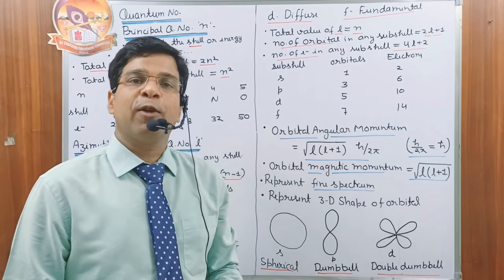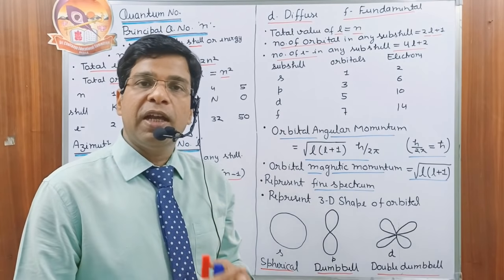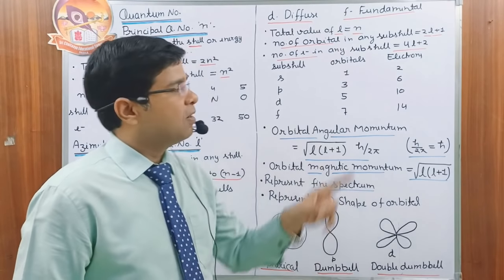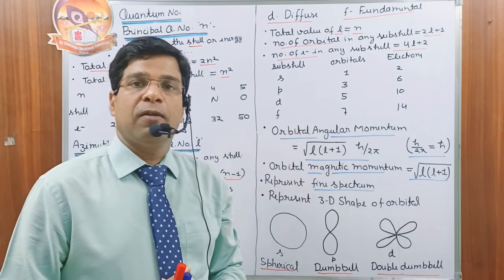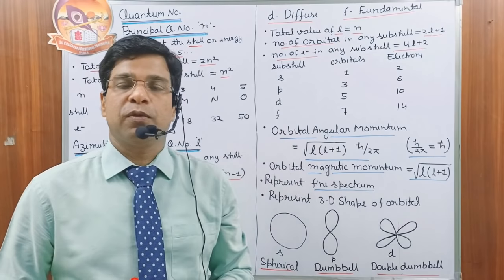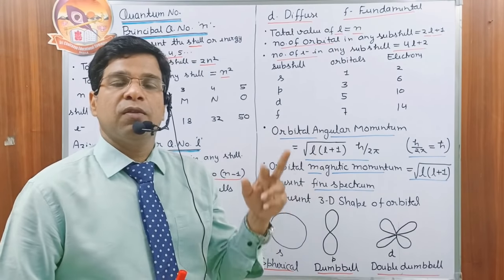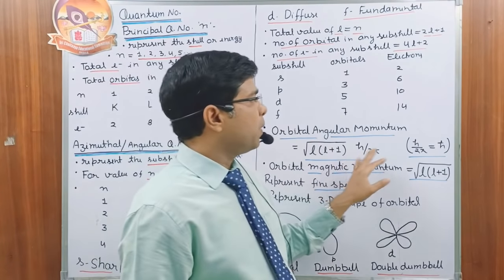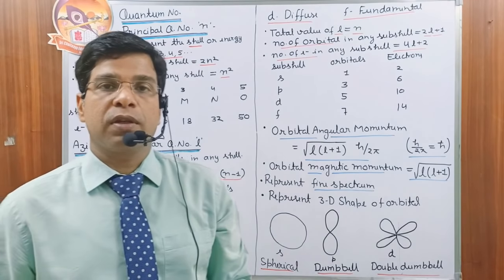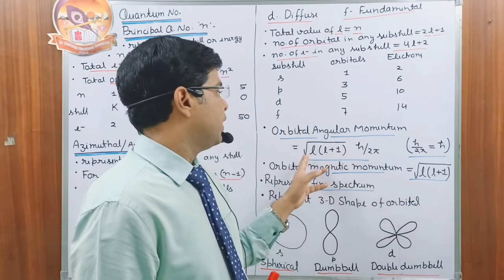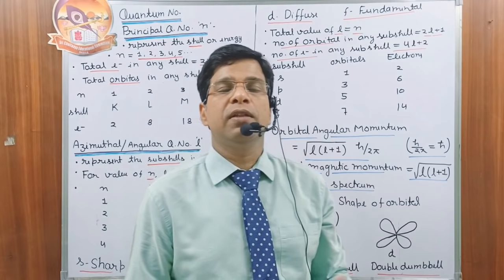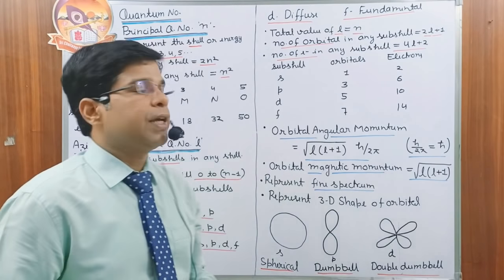The orbital angular momentum has a formula: square root of l into l plus 1, times h upon 2 pi, where this small l is the value of the azimuthal quantum number. Suppose for the s orbital, what do we put here? 0. For the p orbital, 1. For the d orbital 2, and for the f orbital it is 3. This h upon 2 pi is also written as h cross. So sometimes it is simply square root of l into l plus 1 times h cross. H cross is nothing but the value h upon 2 pi.